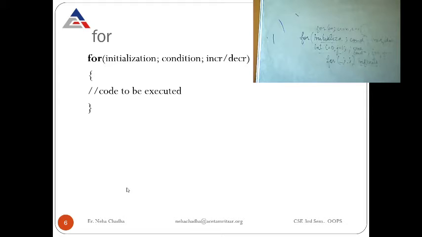Fine. Then the second thing is, if you are writing your for loop and you are not mentioning any initialization variable, you just put a semicolon, then you are not going to define any condition.